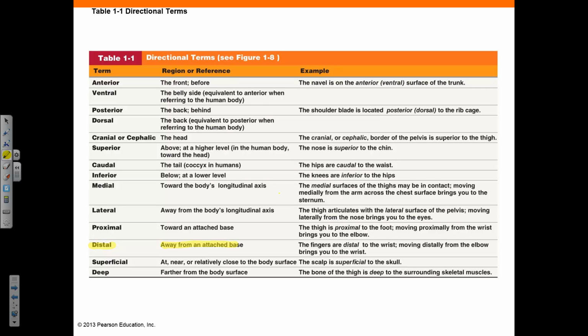And then we have an example of how this will be used to describe something in the human body. The fingers are distal to the wrist. Moving distally from the elbow brings you to the wrist. So we're moving away from that point of arm attachment at the shoulder towards the fingers, so that would be referring to moving distally down there. This is a handy chart to reference when you're first learning these terms.